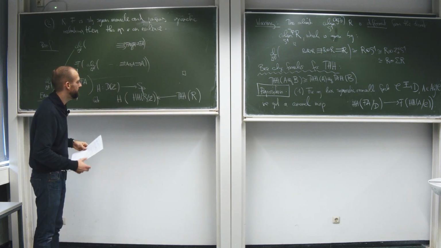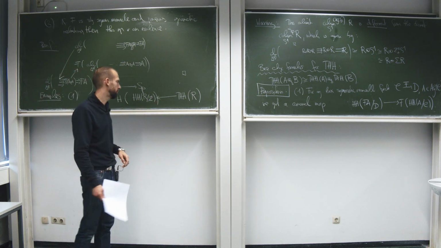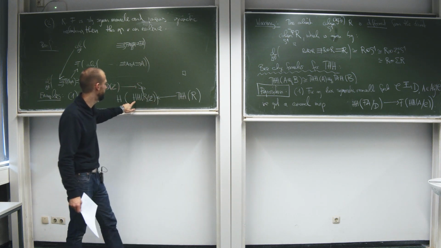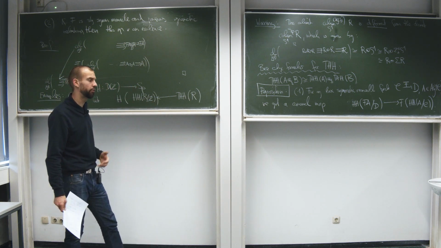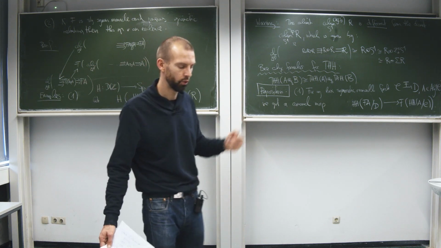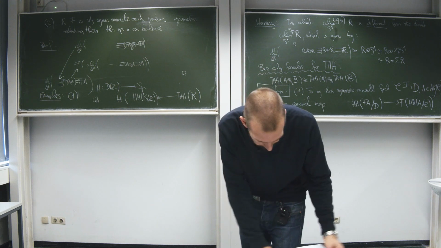And this is a map that was already employed when we talked about Bökstedt periodicity. On homotopy groups, this gives a map from THH_* R to HH_* R. And we have seen that this map is in fact an isomorphism in degrees 0, 1, and 2, if R is an ordinary ring. That's the first example.